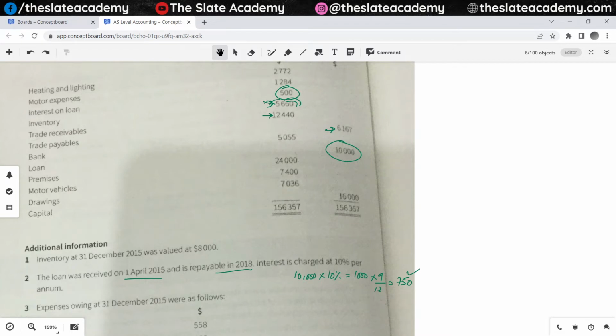So it means it's under recorded by how much? By 250. So I would pass the double entry. The double entry would be interest expense debit and interest payable credit.